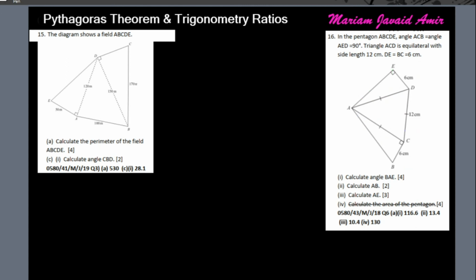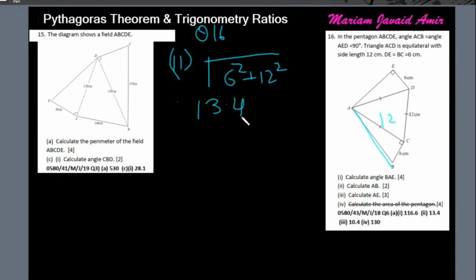Part 2, calculate AB. Where is the length AB? So this is the hypotenuse, this is 12, so we'll use Pythagoras theorem. Under root 6 square plus 12 square, answer, which is 13.4, rounded off to 3 significant figures.